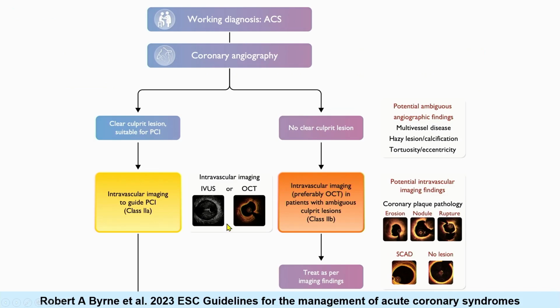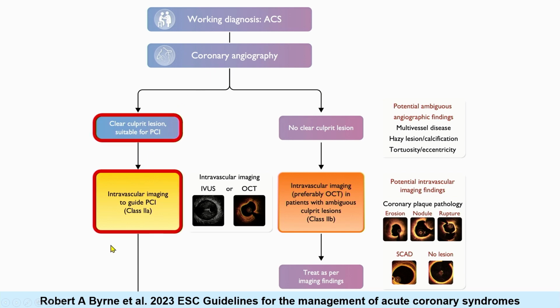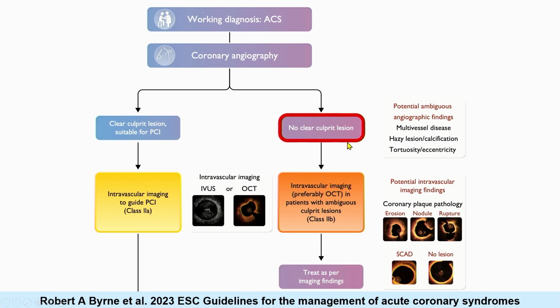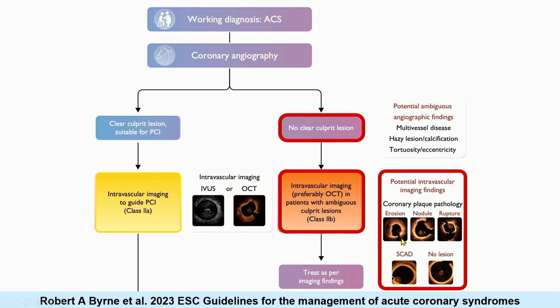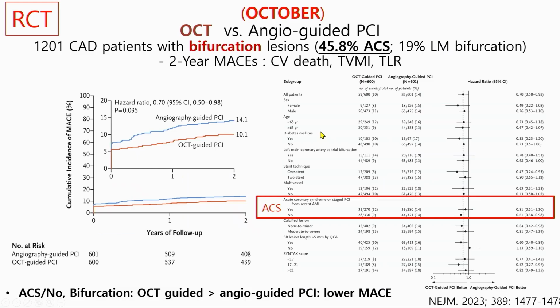We can see in the ESC guideline, if the patient has a clear culprit lesion, we can use image guidance as a class 2 indication. But if there is no clear culprit lesion, like a MINOCA, then IVUS or OCT is a better image to identify, including erosion, nodule, rupture, spontaneous dissection, or no lesion.